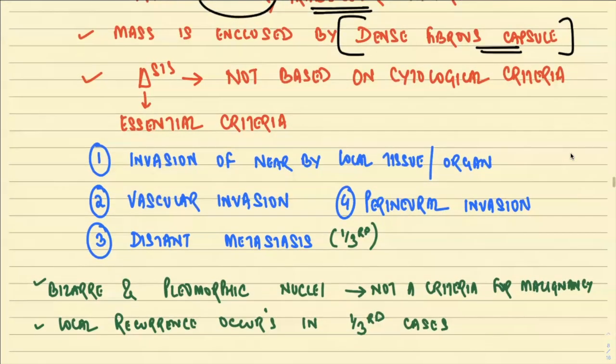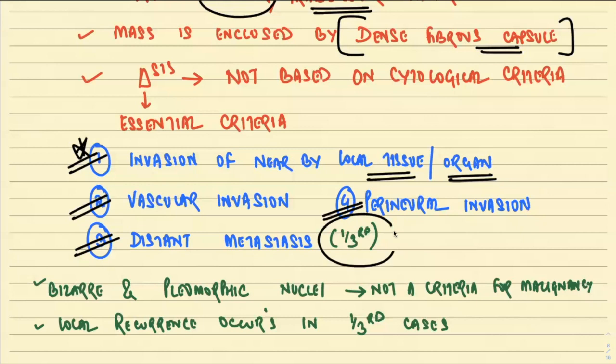Then what is the set of criteria which has been given by the WHO for diagnosis of parathyroid carcinoma? Very important, there should be invasion of nearby local tissue or nearby organ. For example, the thyroid has been involved, or the soft tissues of the neck muscles have been involved, or the thymus gland has been involved. There should be clear-cut features of vascular invasion and perineural invasion. There should be clear-cut established signs of distant metastasis. This is metastasis seen in 1/3 of the patients.